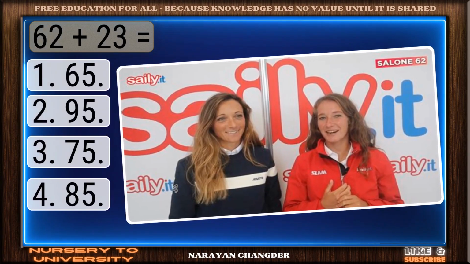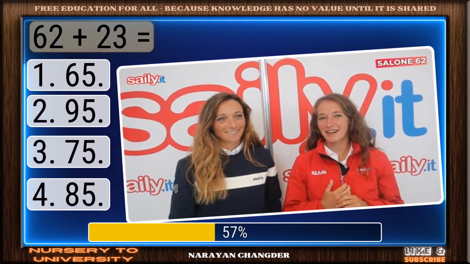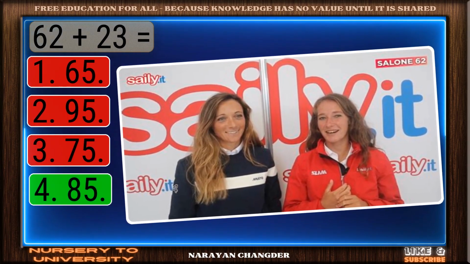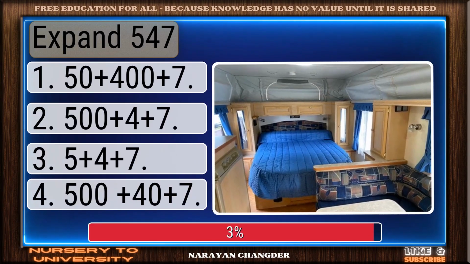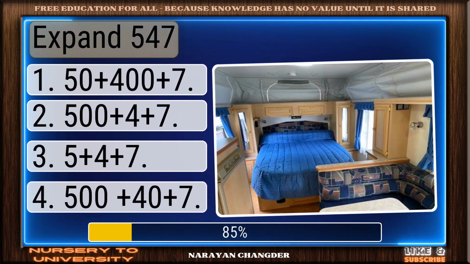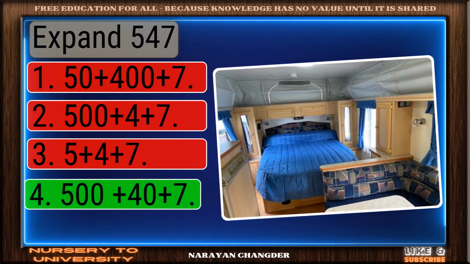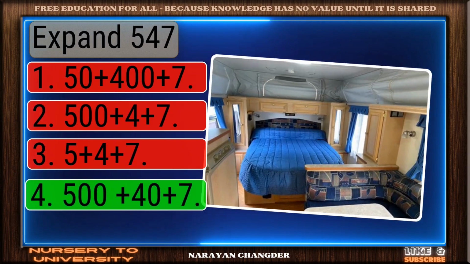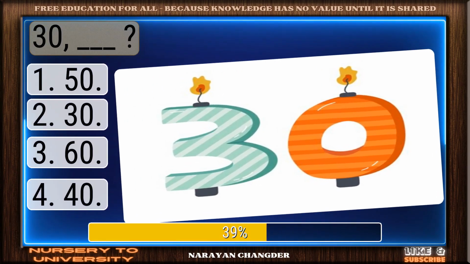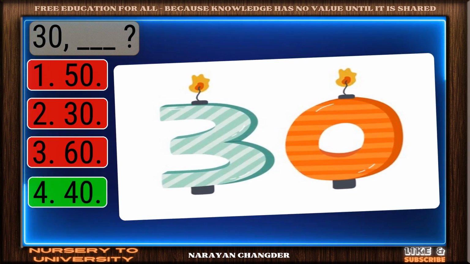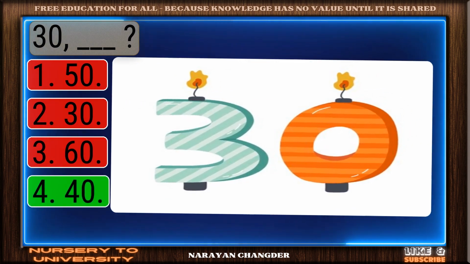Plus 23 equal to? Well reasoned. 85 is the correct choice. X. Excellent. 500 plus 40 plus 7 is a brilliant choice. 30 dash. Great thinking. 40 is the right choice.